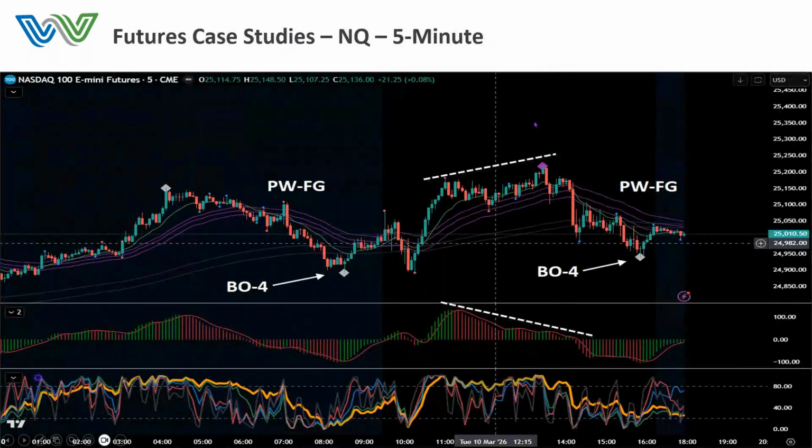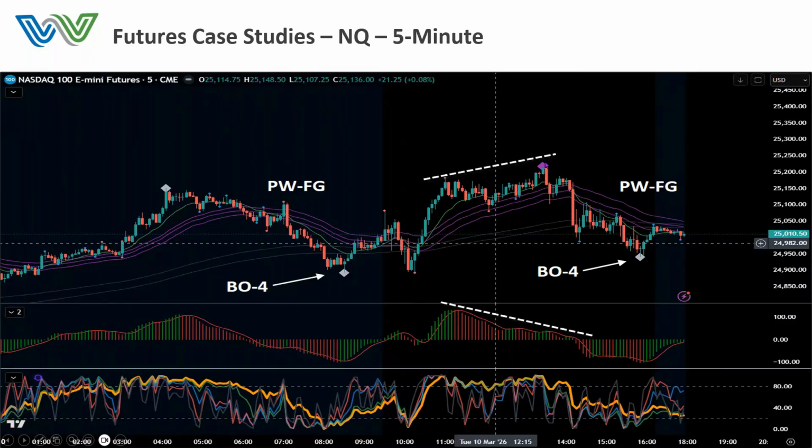Now, the next charts that I show you are on the futures markets. They're not from today. They're just case studies, so they're old, okay? Just so you know. But this is the 5-minute NQ, and we have a PW fill the gap trade right here. And then we get the breakout 4, we got the gray diamond. And this happens quite a lot.